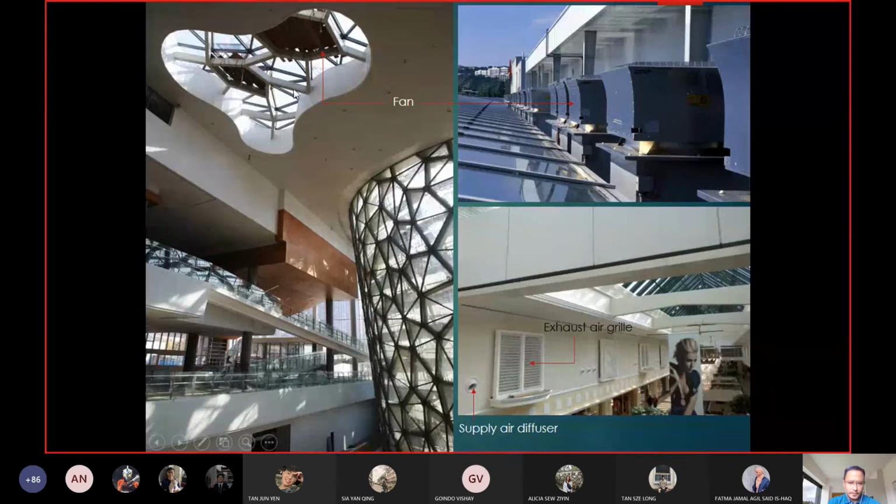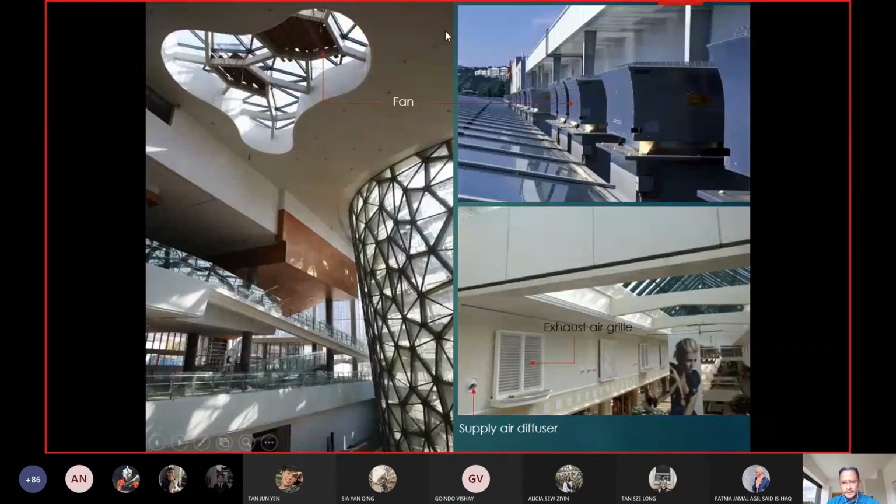So in a shopping mall, in an atrium, normally this kind of exhaust fan serves the purpose of a smoke extraction system. So when fire happens inside the room, and there is smoke, the smoke will be extracted through this exhaust fan on the roof.